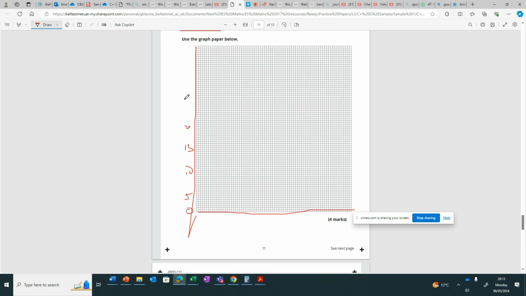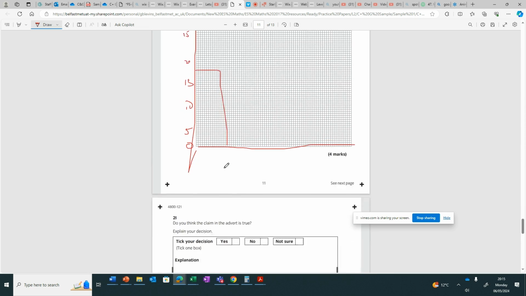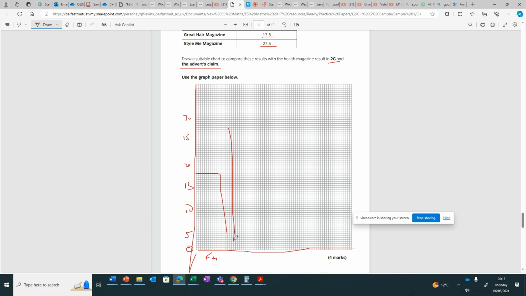And then we get 17.5 for the first one. There's 15, so 17.5 is going to be halfway in between. You draw it in. It's some sort of Health magazine, GH. I'm just going to call it GH for short. Next is 27.5. There's 25, halfway in between is going to be 27.5, about there roughly. Obviously use a ruler in the exam. And give it the name, Style Me. I'm just going to call it SE.